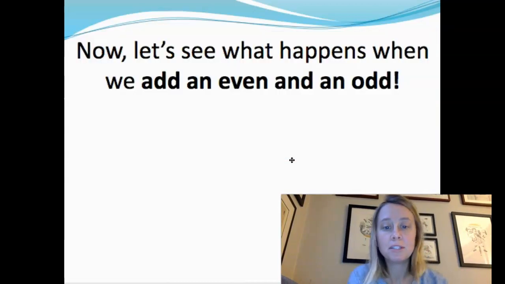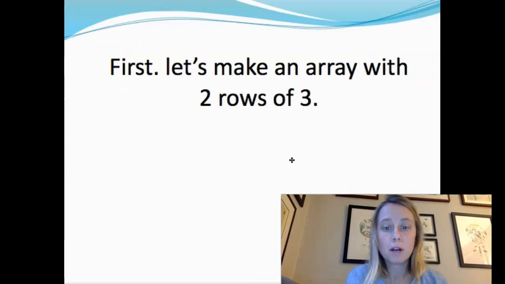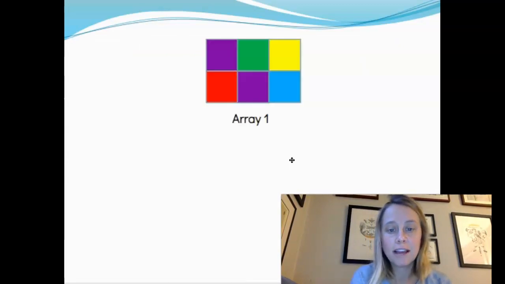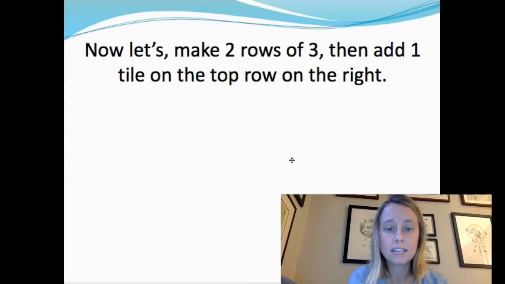Now let's see what happens when we add an even and an odd number. So we're going to go through the same process. First, we're going to make an array with 2 rows of 3. Just like before, here's our array. It has 2 rows of 3 with a total of 6.